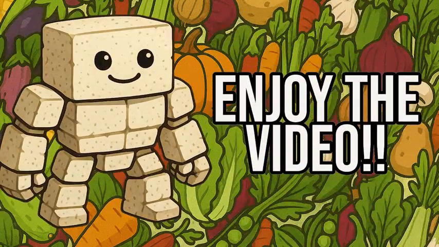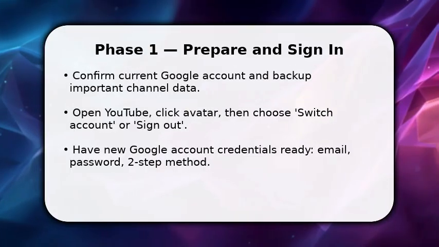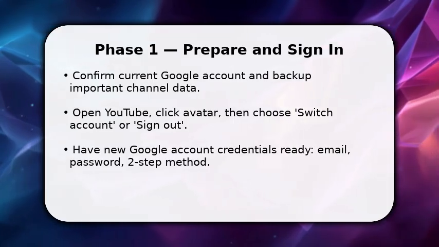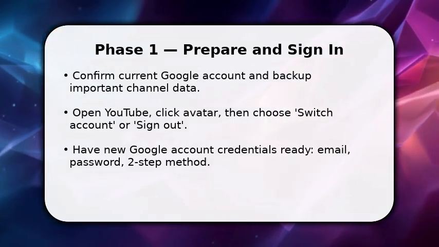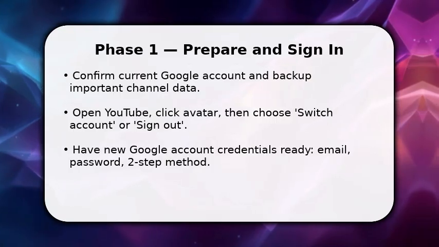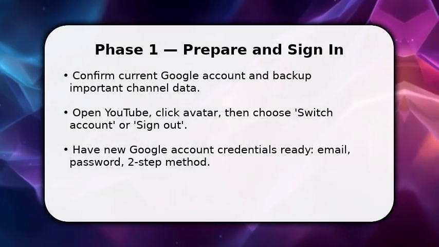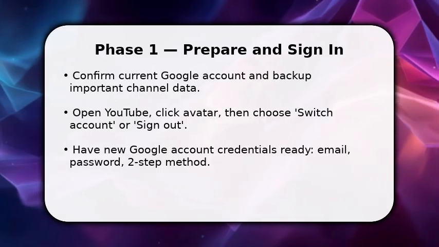Please enjoy the video. You start by confirming what's linked. Check the current Google account and backup channel settings and uploads. Once done, open YouTube and click your avatar. Choose Switch Account or Sign Out so you can add another account.